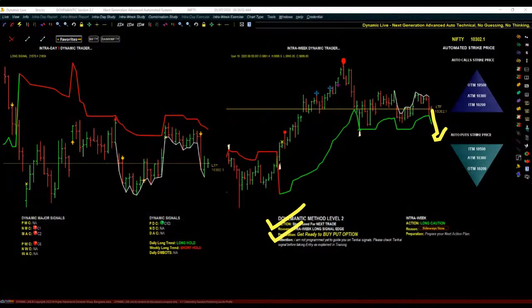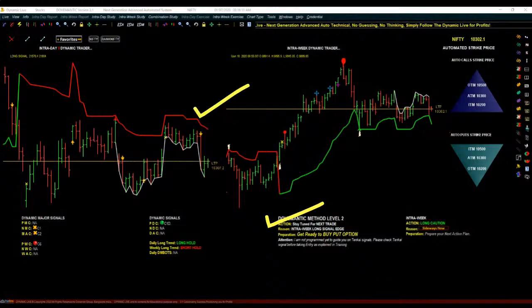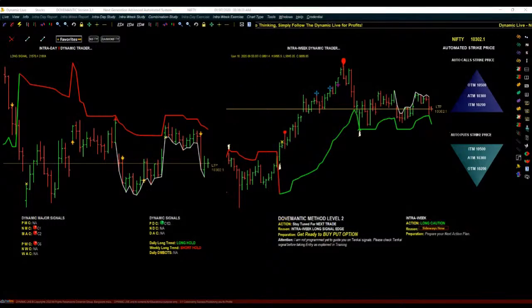And if the price manages to move up, and if the intraday 3-speed signal gives us a buy, and the action tells us to buy a call option, even then we will have to check the Tenkai signal, just because the intraday 3 long signal is still showing down. So this is about Nifty as per the Dowmantic method.